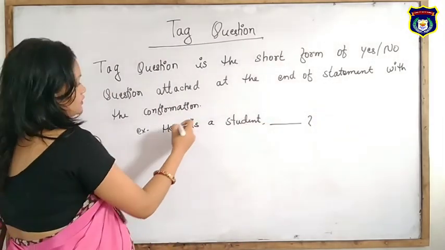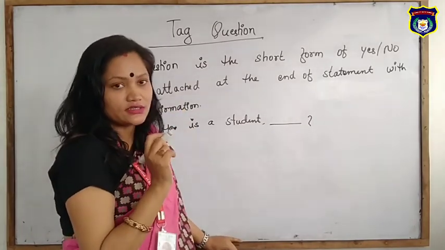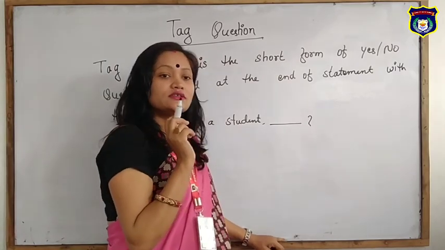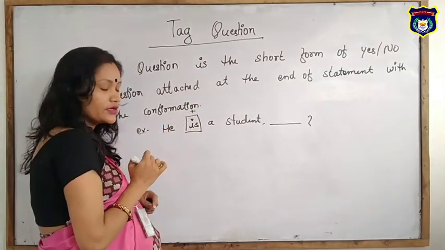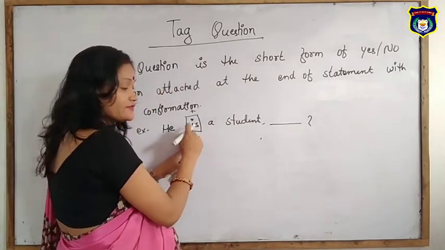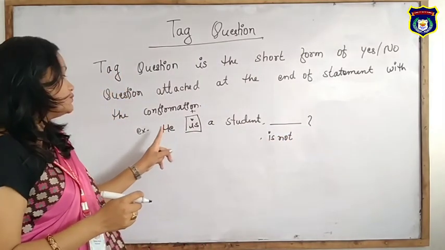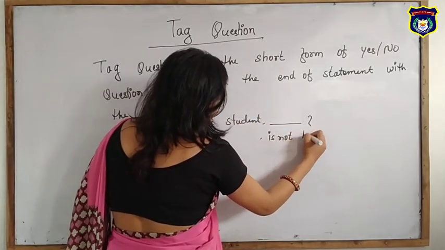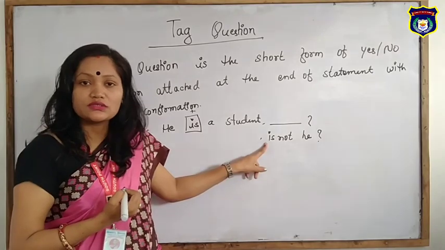Now what we need to think and remember is, if the statement is affirmative, the tag always follows the negative one. Right. Suppose it is positive, so what should be the tag of it? What's the negative? Is not. And then after that we need to put he as a subject. Here, is not he. Now this also goes wrong.